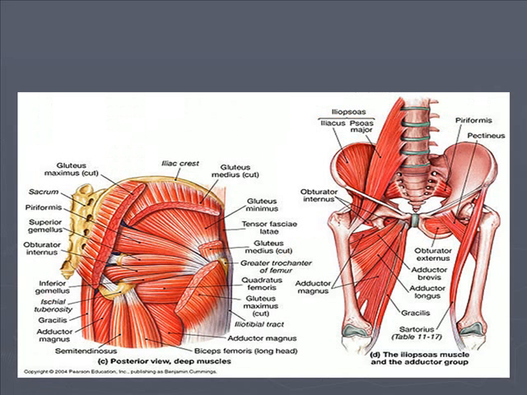Some other muscles here that you'll have to identify on the lab portion: iliopsoas muscles, large groupings of muscles here. Again, as you can see, when these muscles contract or shorten, you're going to draw the hip in. The adductor muscles, the adductor magnus muscles, you'll have to identify in the lab. Again, these muscles contract and shorten. They adduct the hip joint itself.